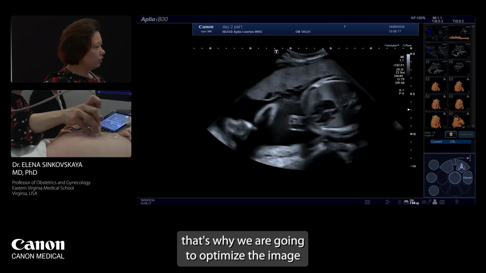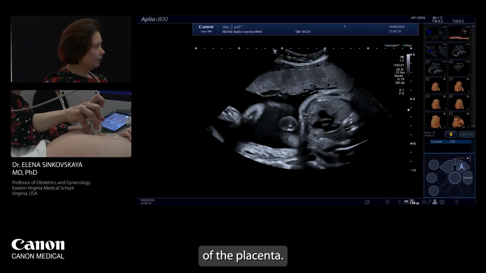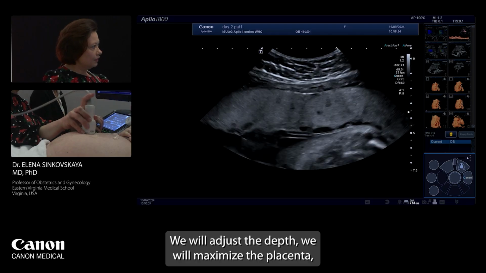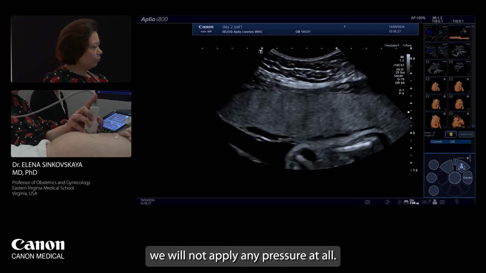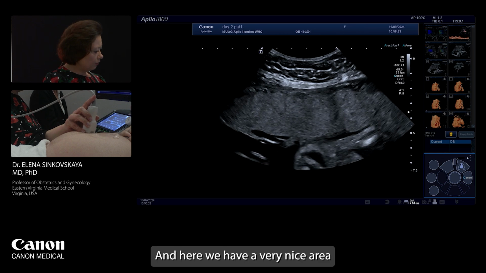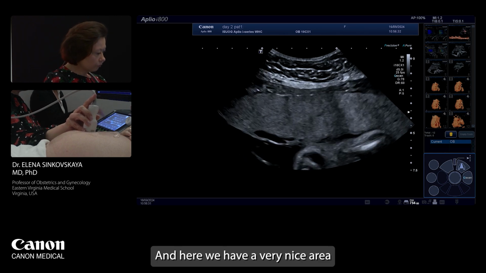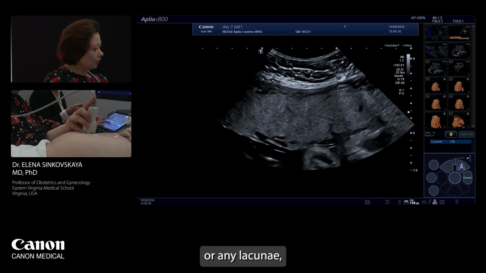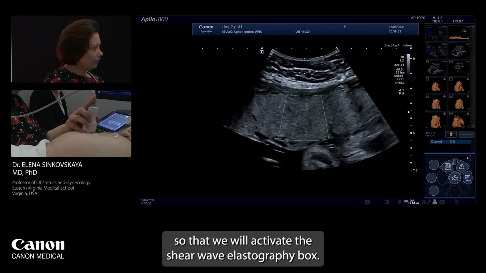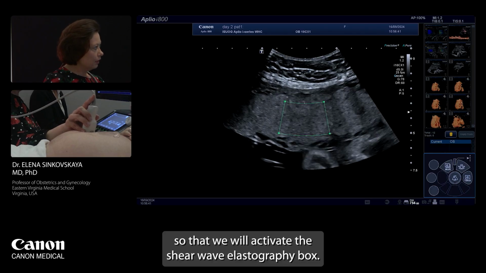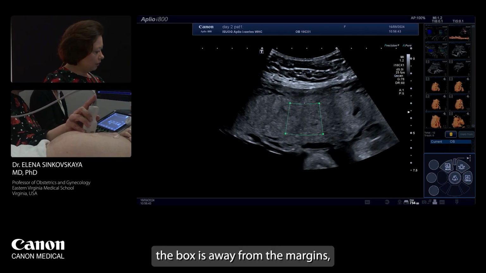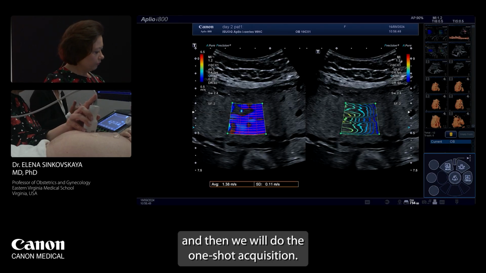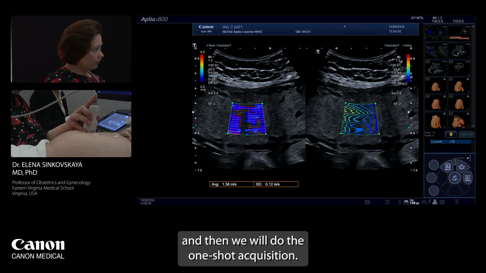That's why we are going to optimize the image of the placenta. We will adjust the depth. We will maximize the placenta. We will not apply any pressure at all. And here we have a very nice area that doesn't demonstrate any big vessels or any lacunae, so we will activate the shear wave elastography box. We will make sure that the box is away from the margins, and then we will do the one-shot acquisition.